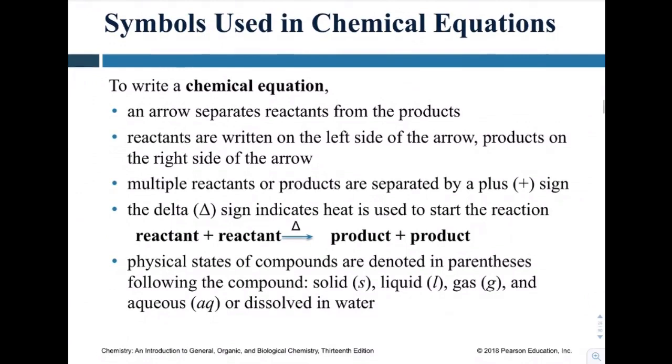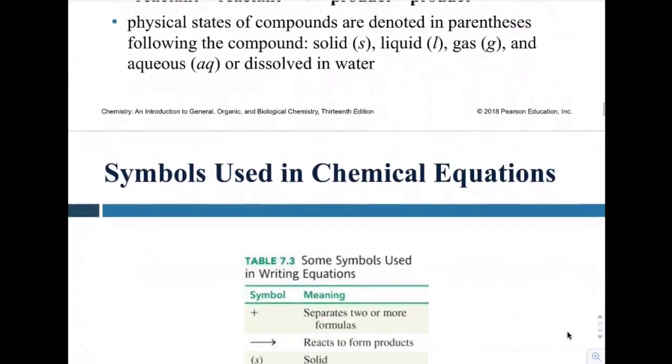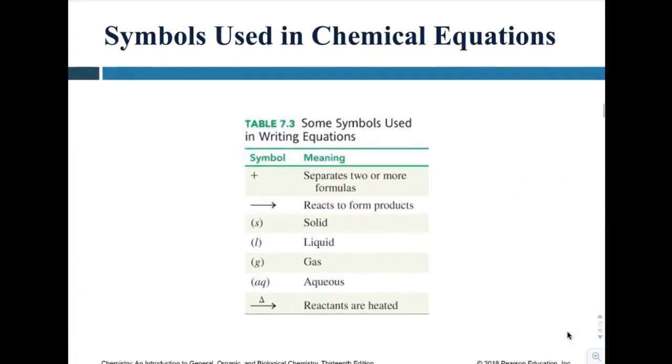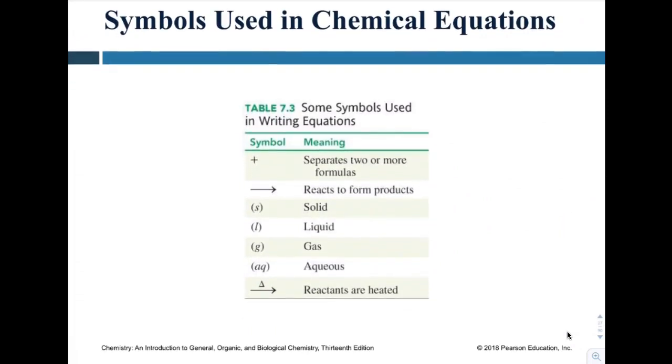So, a couple of things to look at when you're using a chemical equation. An arrow separates the reactants from the products. Reactants are on the left, products are on the right. Multiple reactants or products are separated by a plus sign. The delta sign indicates heat if it's over the arrow. And then you can use solid, liquid, gas, and aqueous to describe the type of substance that you have. The types of substances that we're going to use are in this chart here. Solid, liquid, and gas, you know what those states of matter are. And aqueous means it's dissolved in water, which is where we get the word aqueous. Most things that we use in the lab are aqueous, so dissolved in water.